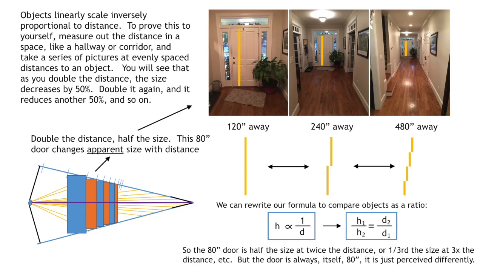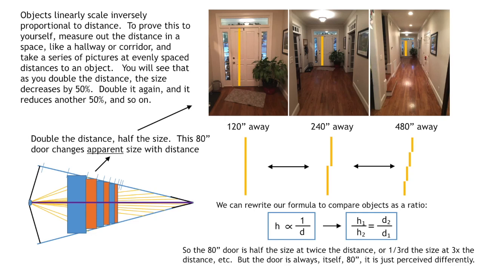To prove this to yourself, measure out the distance in a space like a hallway or a corridor. Take a series of pictures at evenly spaced distances to an object. And you will see that as you double the distance, the size decreases by 50%, double it again, and it reduces another 50%, and so on. So again, double the distance, half the size. This 80-inch door changes apparent size with distance. It gets bigger as it's closer, and it's smaller as it gets further away. So at 120 inches away, it's a certain size within our visual field. At 240 inches away, it's half the size, and it halves again at 480 inches away.